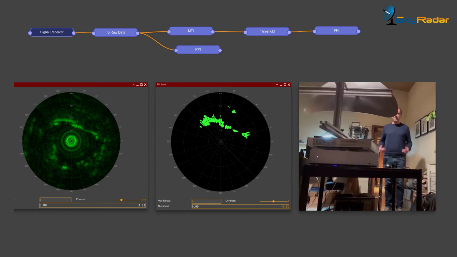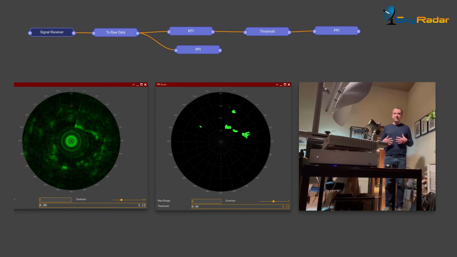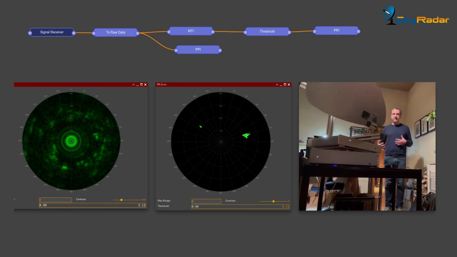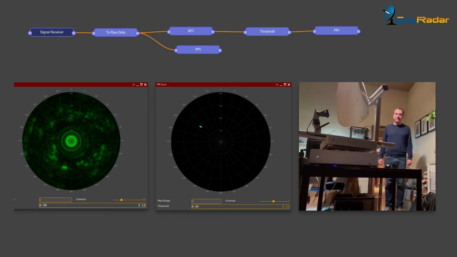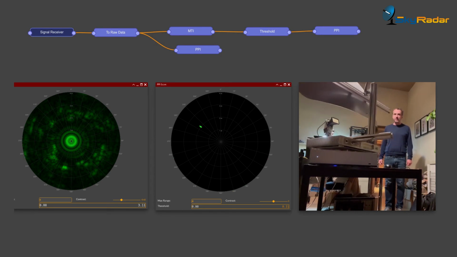I hope that you like our little presentation. In the next video, we show you how you can do even more with the moving target detection, which uses the Doppler frequency as well.